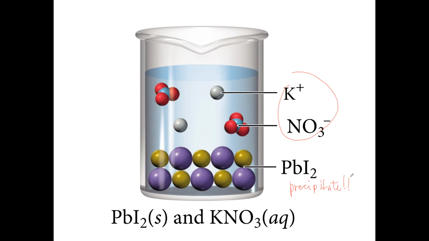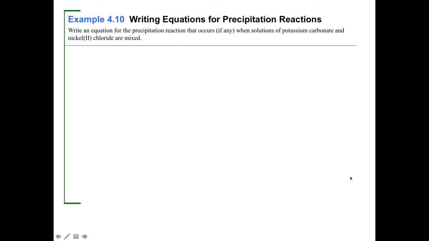Okay? So let's do a problem now. Write an equation for the precipitation reaction that occurs, if any, when solutions of potassium carbonate and nickel 2 chloride are mixed. This is where your nomenclature is very important. Take your time. Go back and pull out the table. I think it's 3.4, the one that names these guys, right? Potassium carbonate. Potassium's this. Carbonate is CO3 2-. So potassium carbonate must have 2 potassiums and CO3, right?